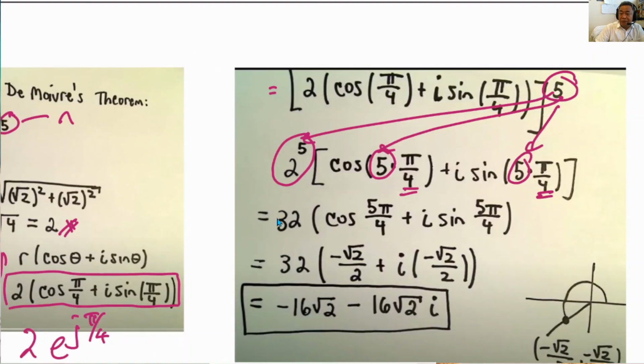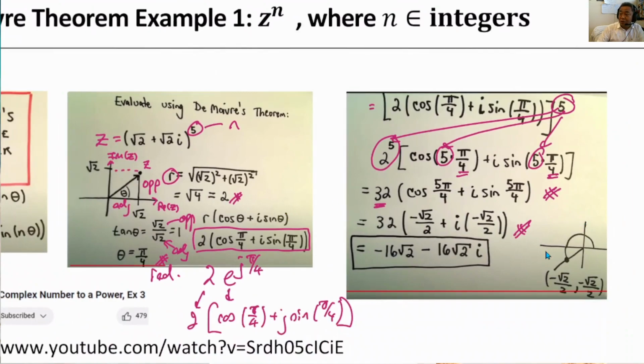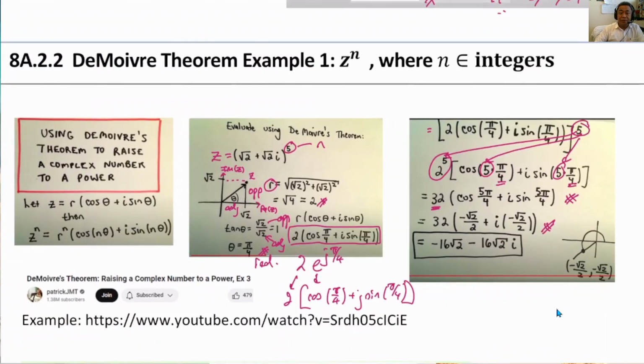And now 2 to the power of 5 is 32, and the angle you can now work out and simplify. This is actually the answer, but if we want it in rectangular form instead of the polar form with cosine and sine, it will be this answer over here. Okay, and it's nice to draw this value in the Cartesian coordinates again. So this is the example of De Moivre's theorem by Patrick JMT. Thank you.